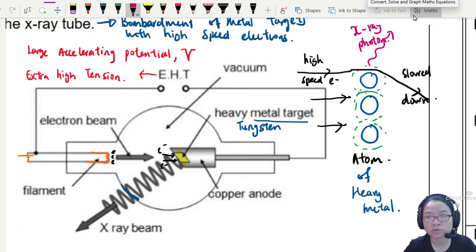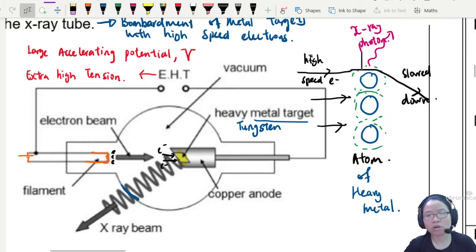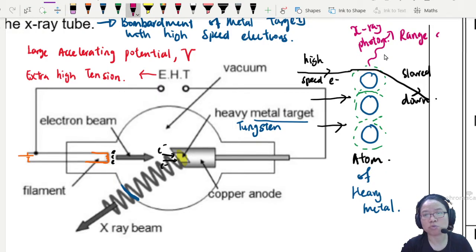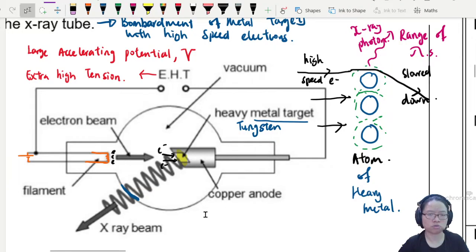Okay, because why? Number one, not all the incoming high-speed electrons have the same speed. Number two, they don't approach at the same distance. So which means, based on your understanding of electric field, they will have different electric force. Then they will have different acceleration. So this is X-ray photon with a range of wavelengths. Okay, so we put that aside first. There's a range of wavelengths.